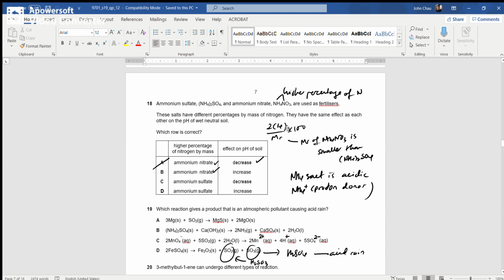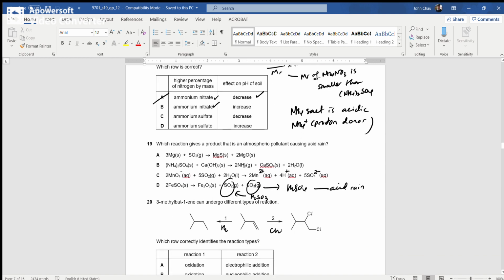Because we know that both of them have two nitrogen, but the Mr of ammonium sulfate is much bigger, so that's why the percentage will be lower. And for the effect on the pH of the soil, ammonium compounds are actually acidic because they have excess hydrogen to be donated, right? So if you add it into the soil, you will cause the soil pH to drop. That's why the use of excess fertilizer will make the soil acidic.